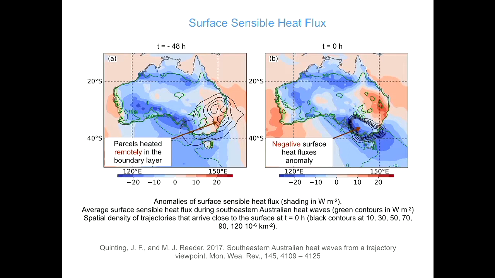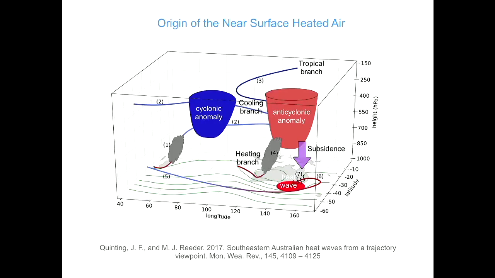This is consistent with the observations that were taken in the 80s. There was a big program looking at cold fronts in the 80s. And ahead of cold fronts, you get something called a warm conveyor belt, the northerly airstream. People knew from those observations that the warm conveyor belt had its origins in the boundary layer over New South Wales, even though you're looking at the front over southern Australia. The parcels that end up in the heat wave over Victoria have their origins in the boundary layer over New South Wales.